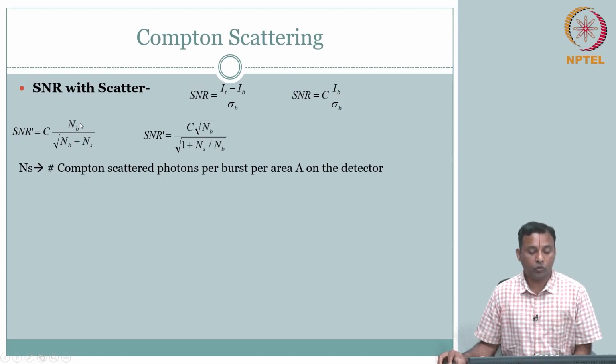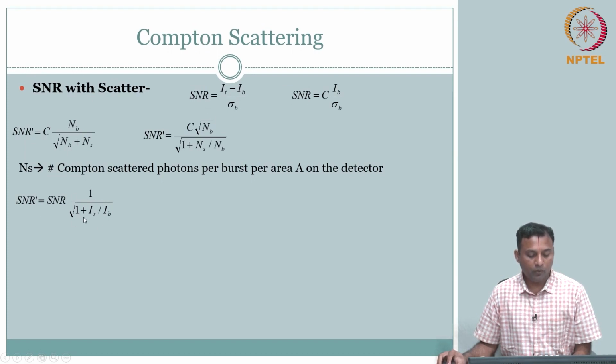Divide by square root of NB in numerator and denominator, and then you can take this in. Okay. So why is this a convenient form? Well, I have SNR dash, C, and I have something as NS by NB. So SNR dashed is in terms of SNR by 1 plus IS by IB. The idea was I want to write my SNR dash in terms of SNR. SNR dash is equal to SNR times 1 by (1 plus IS by IB).